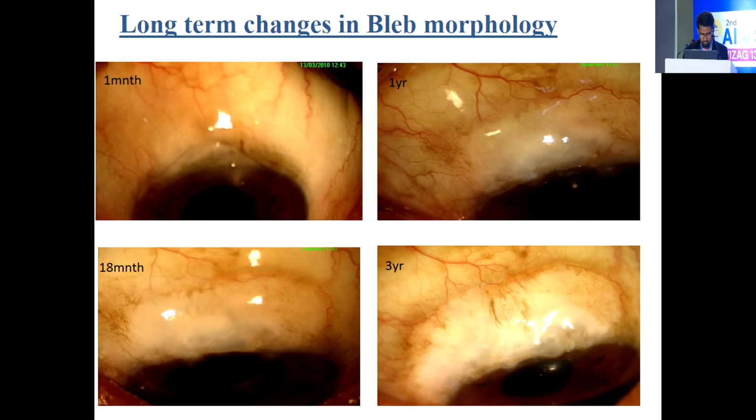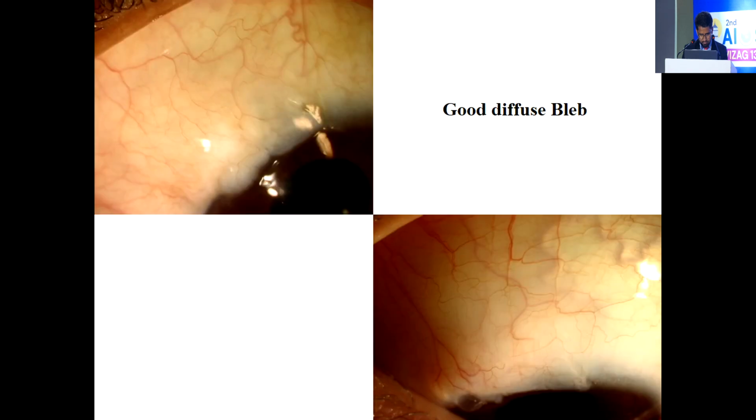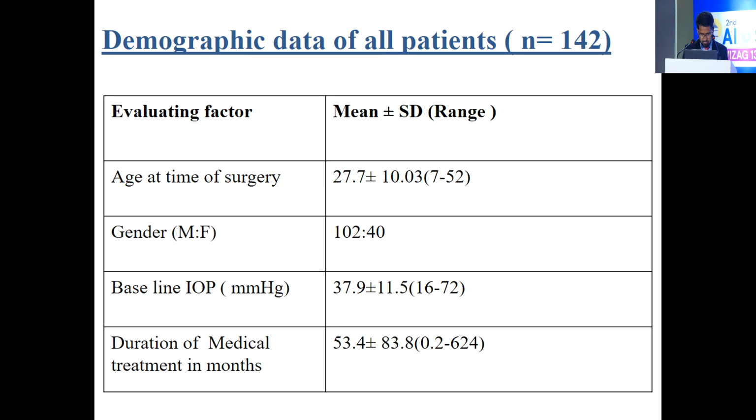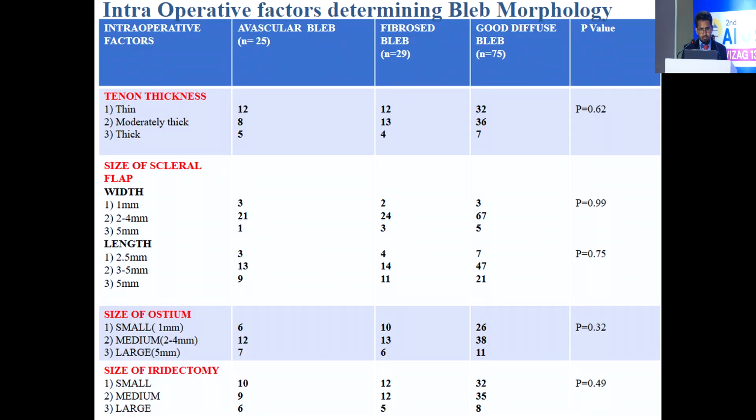Can you just go back to that slide where you talked about it? Why was this done? Did you plan to do a prospective study? I mean, why were these things mentioned in the OT notes? I'm quite amazed at the details of the OT notes. The slide with the surgical factors. Yes, this. So all this was mentioned: the size of the ostium, size of iridectomy?